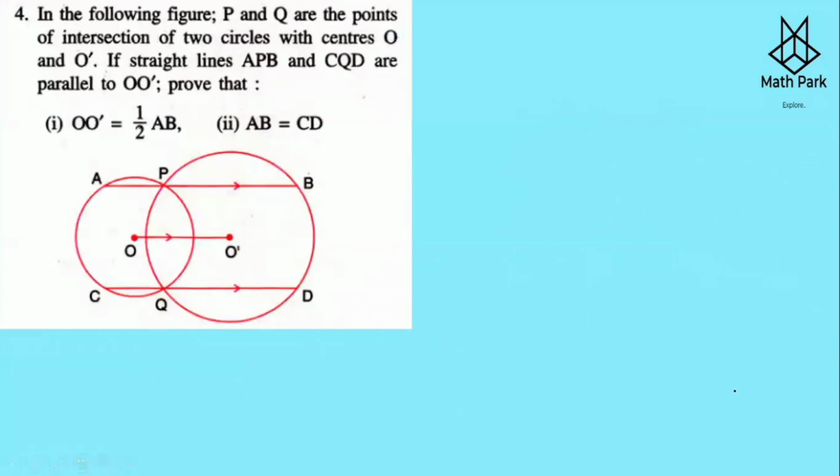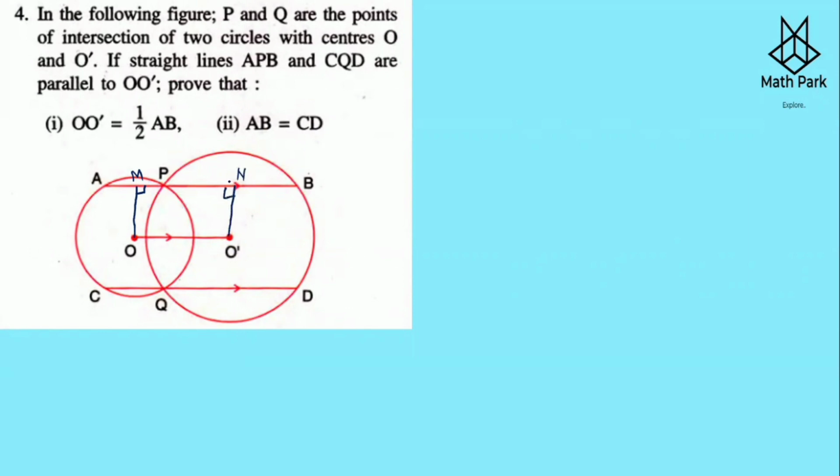Question number 4. In the following figure, P and Q are the points of intersection of two circles with centers O and O dash. The straight lines APB and CQD are parallel to OO dash. Prove that OO dash is equal to half AB and AB is equal to CD. So let us draw a perpendicular from O and O dash, say OM and O dash N.